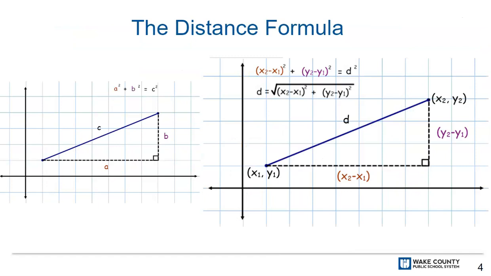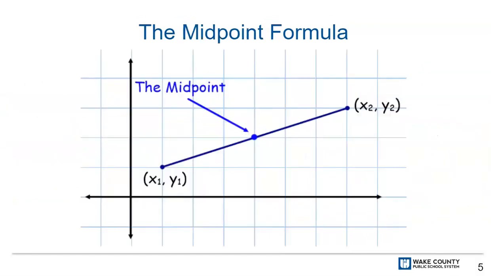In the first lesson of this unit, you'll use what you know about the Pythagorean theorem to develop and then use the distance formula. The distance formula is used to find the distance between 2 points, or the length of a line segment. In the next lesson, you will apply what you intuitively know about finding the middle value between two numbers to develop and then use the midpoint formula.